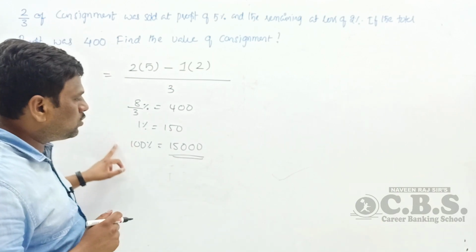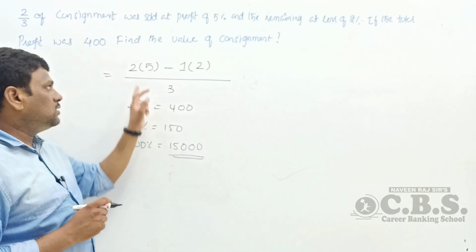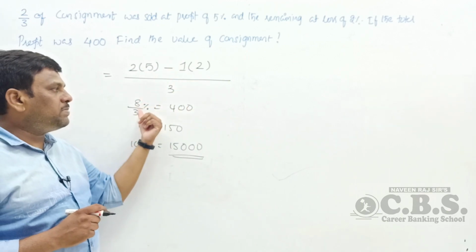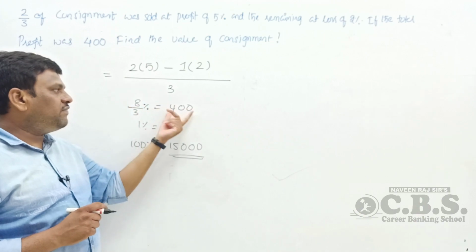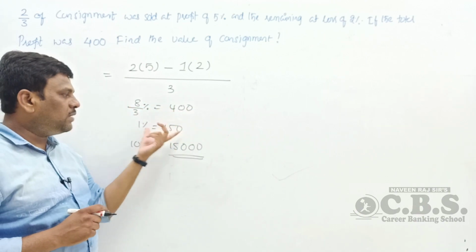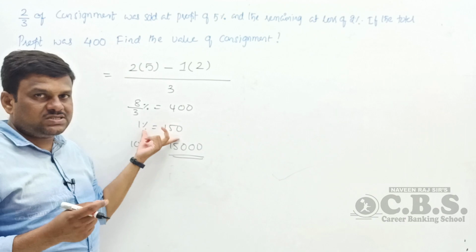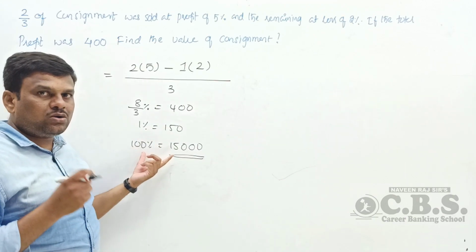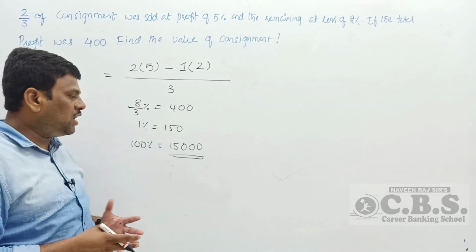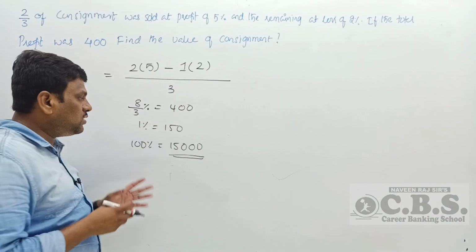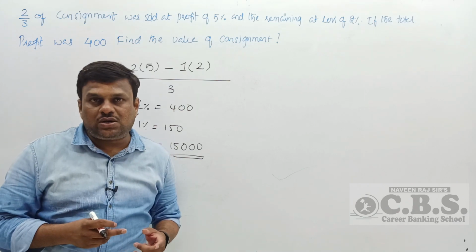What is the overall consignment cost? It is 15,000 rupees. 2 5s are 10, 10 minus 2 is 8. 8 by 3 percent is 400. 1% is 150. 150 times 3 gives you 450. 1% is 150. 100% is the overall consignment cost, that is 150 into 100, 15,000 for the overall consignment. What is the cost of each article? 5,000.